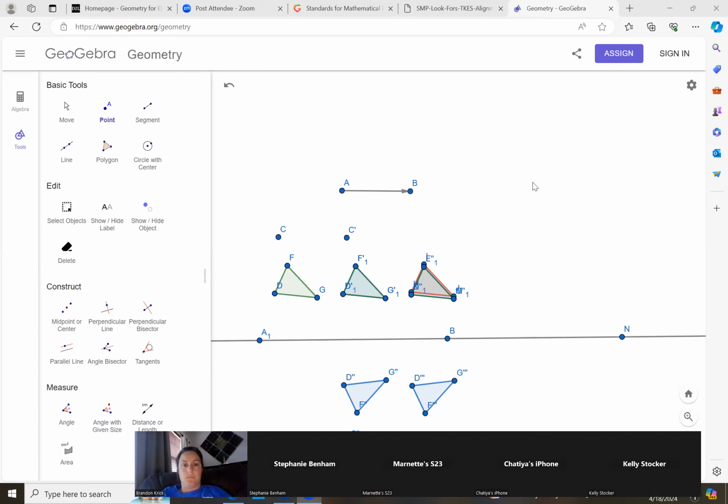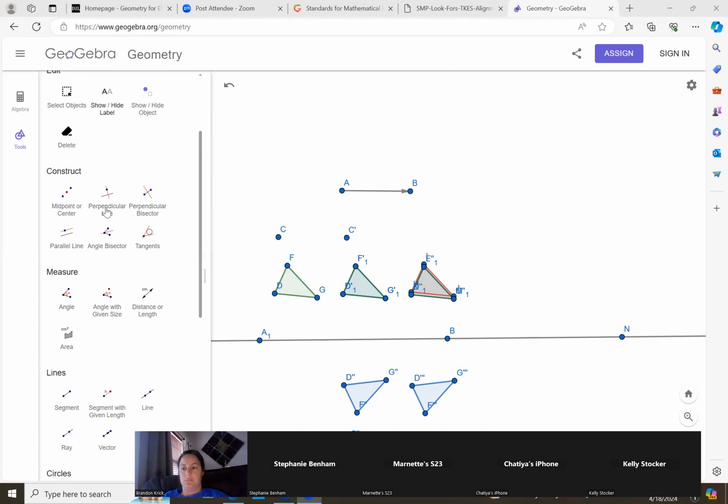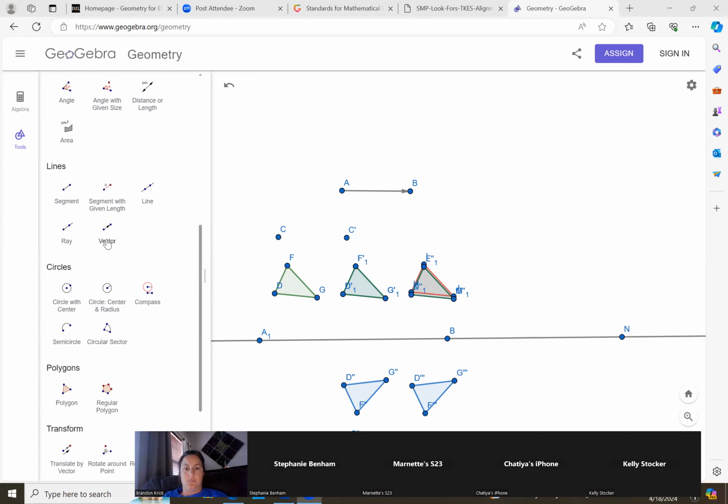Okay, so the question said, point P is the image of P not shown under a glide reflection determined by the slide arrow AB and line L parallel to line AB. Now, when the book says a slide arrow AB, the mathematical word for that is a vector. So I'll show you where vector is here in GeoGebra. It's right here, vector.